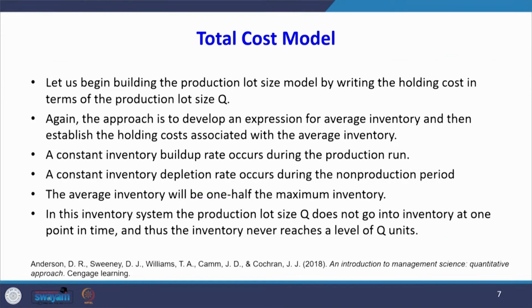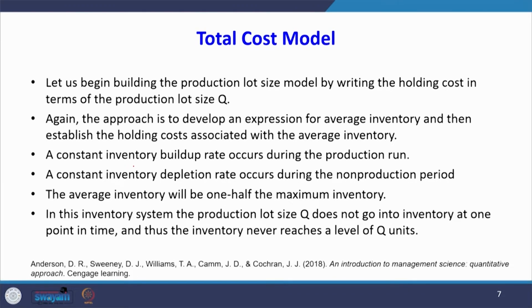First we will derive the total cost. Let us begin building the production lot size model by writing the holding cost in terms of the production lot size Q. Again the approach is to develop an expression for the average inventory, then establish the holding cost associated with the average inventory. First we find the average inventory, then multiply by the holding cost, so that we get the average inventory holding cost.